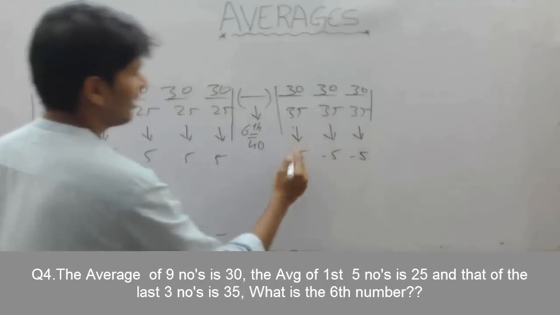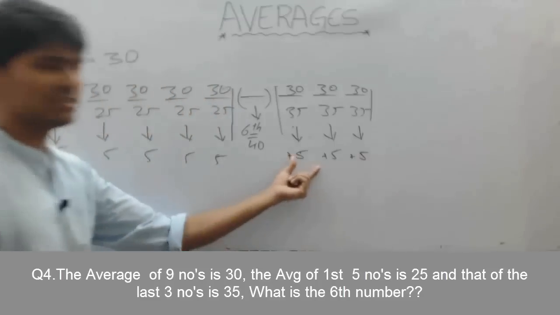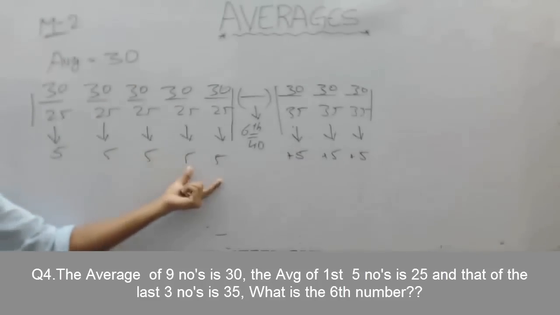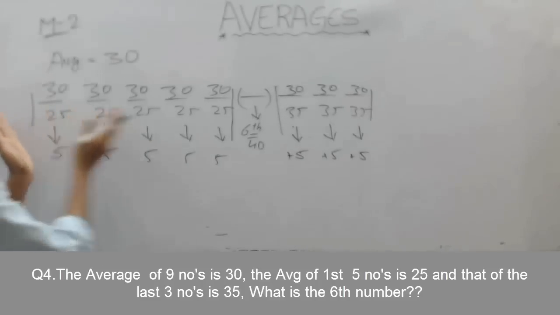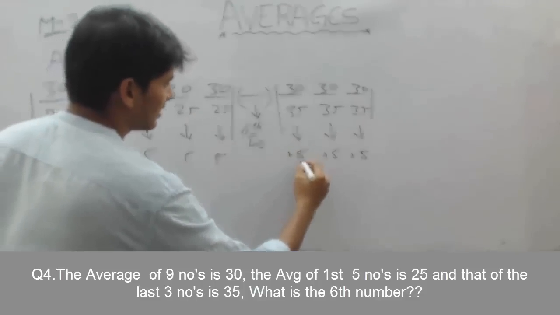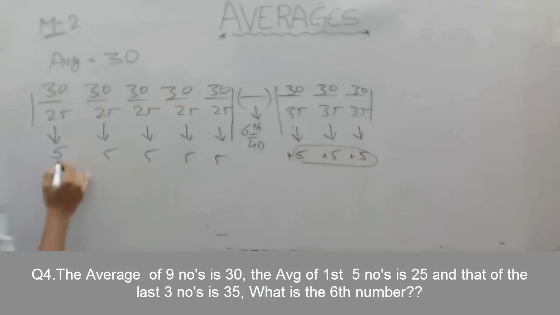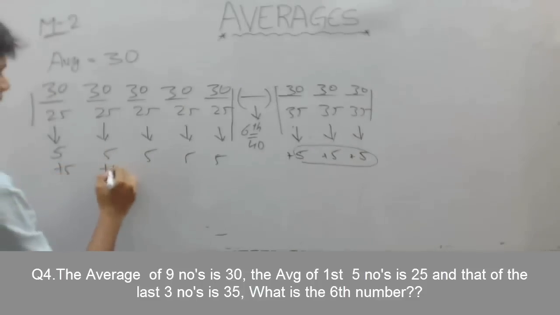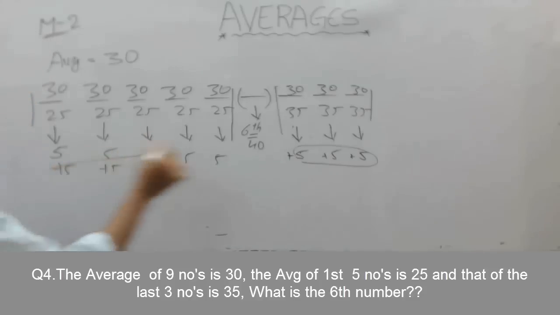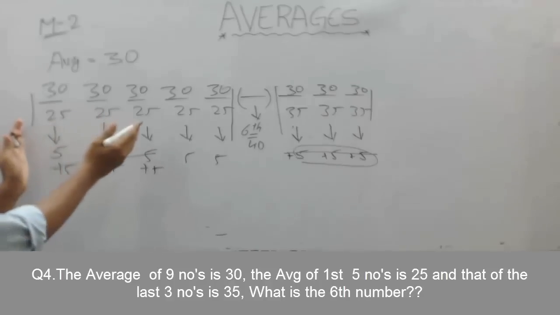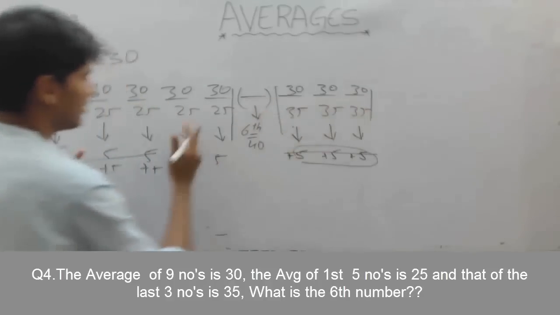So here extra 5, additional 5, and here less 5. That means to make it 30 we can take these 3, that means these 3 5s to here. Here we can add plus 5, plus 5, plus 5. Now these 3 will get cancelled. So now the average becomes these 3 numbers and last 3 numbers become 30.